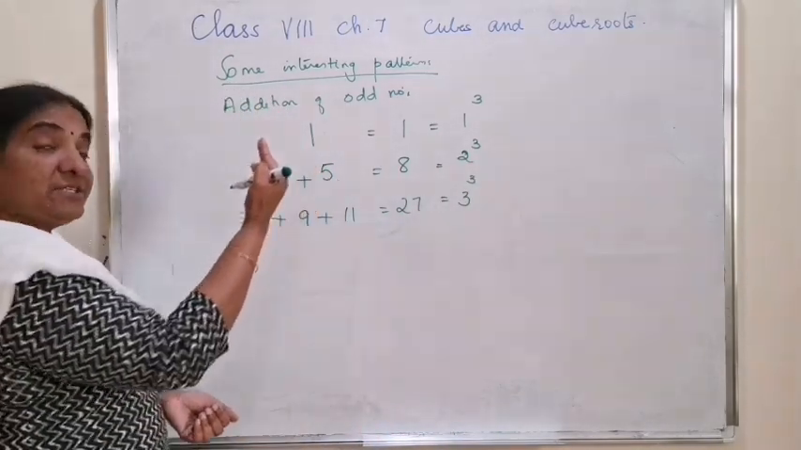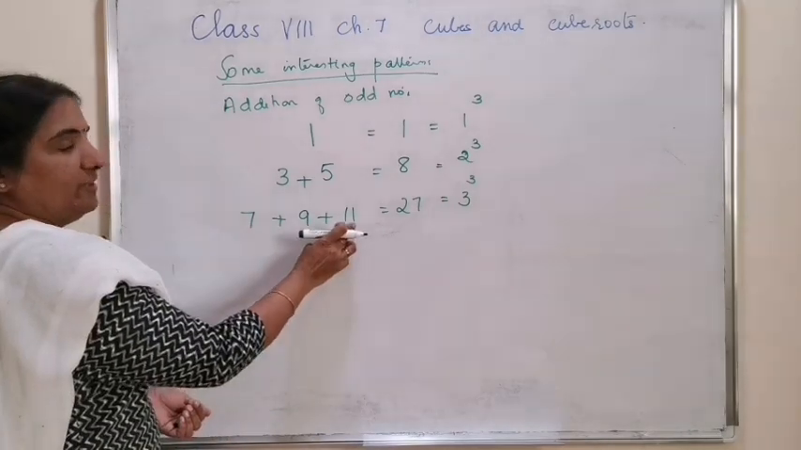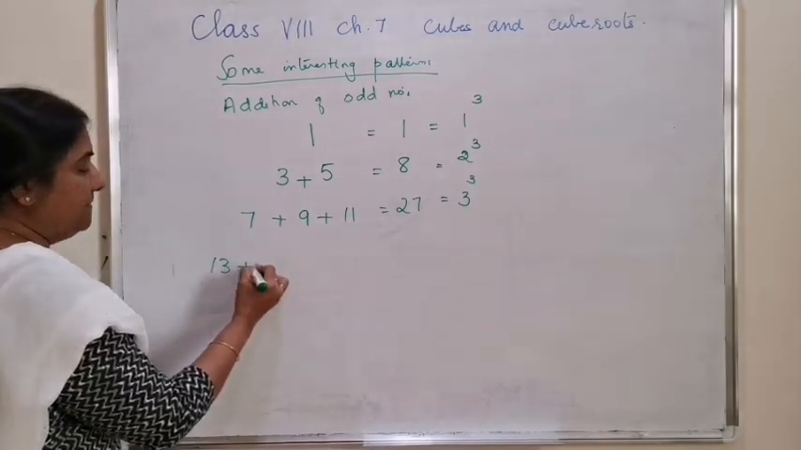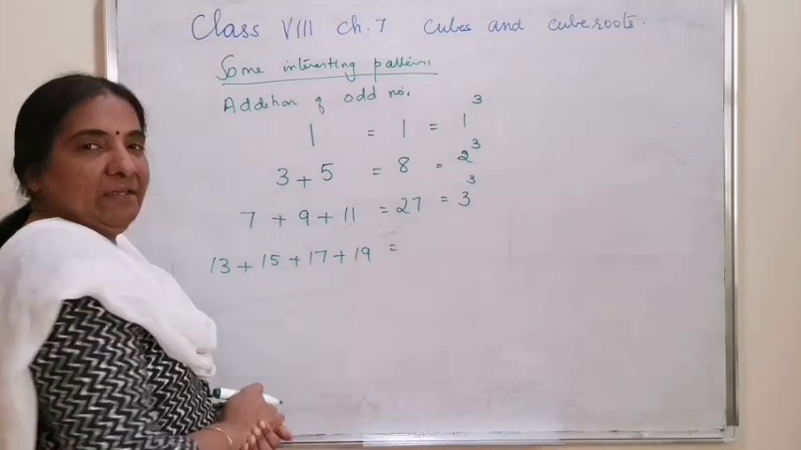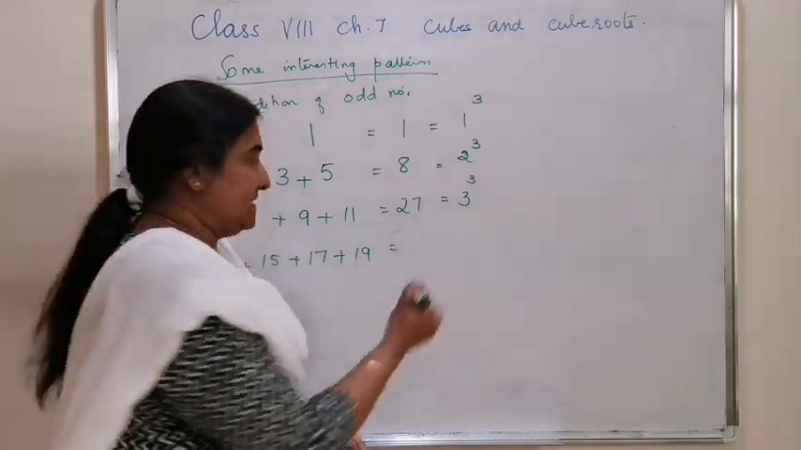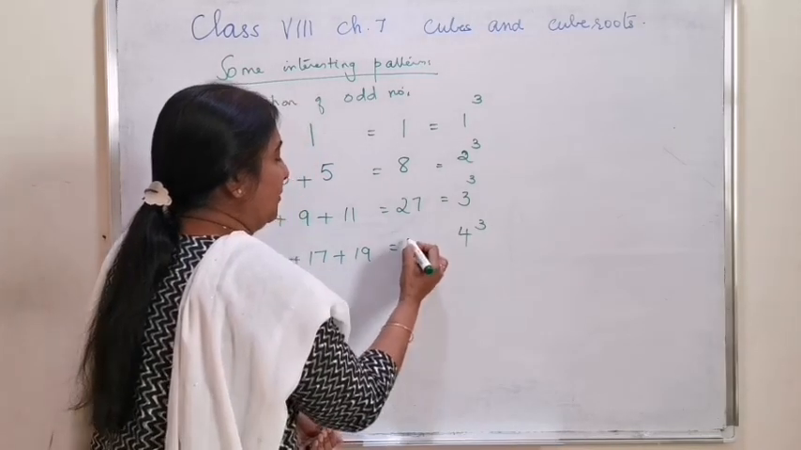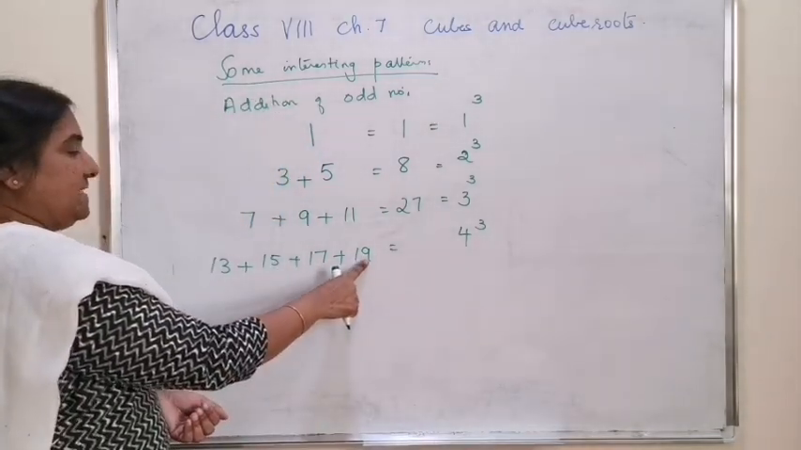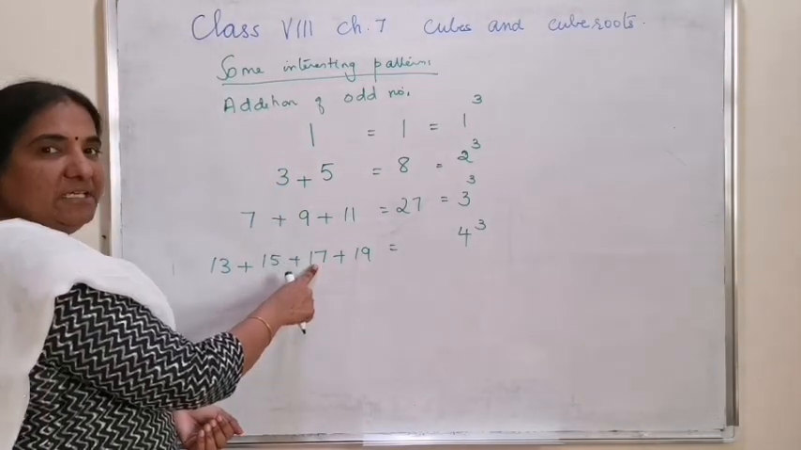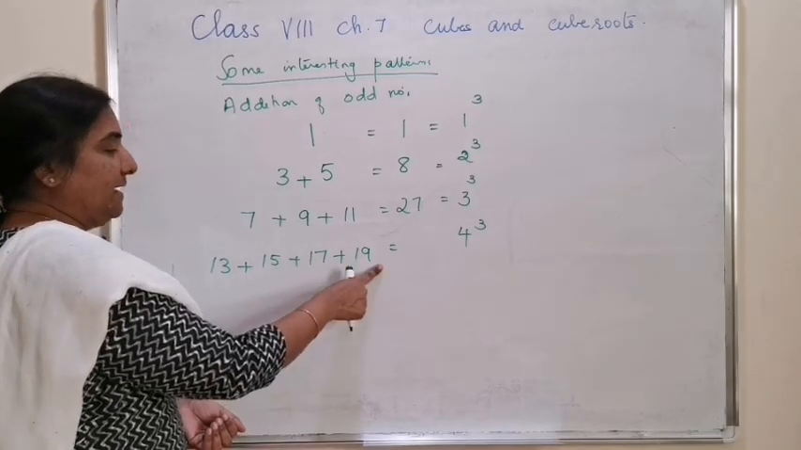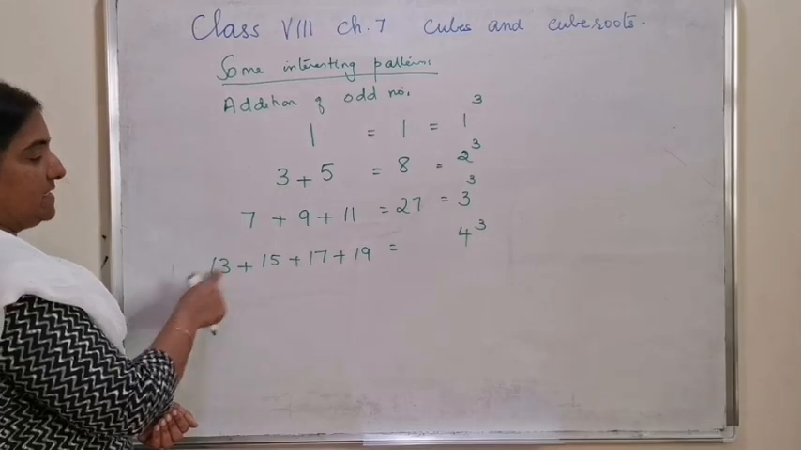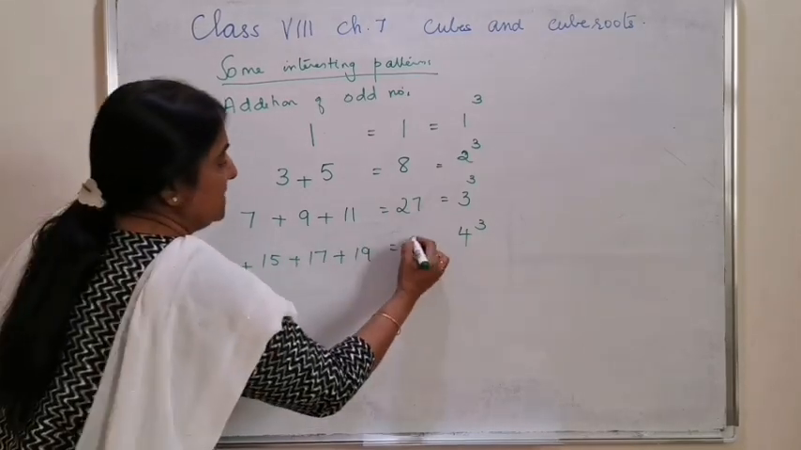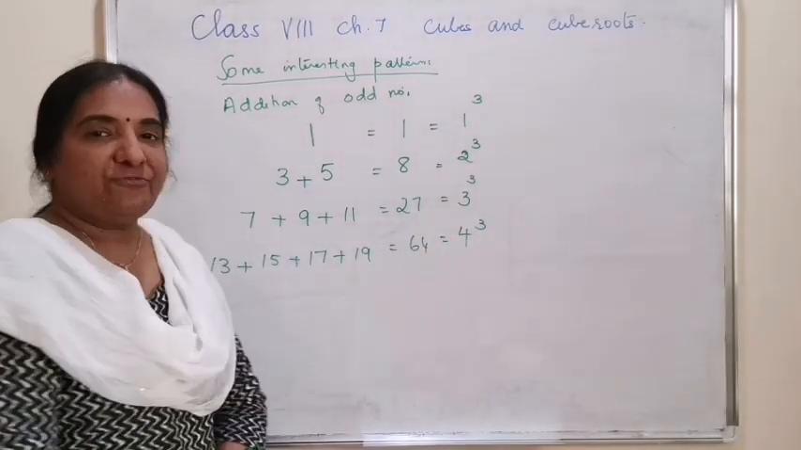What are the next 4 odd numbers? After 11, 13, 15, 17, 19. Is there any guess? Yes, it is 4 cubed. The total is 19 plus 17, 36, 36 plus 13 is 49, 49 plus 15 is 64. It's the same as 4 cubed.